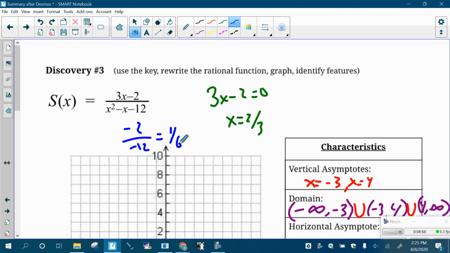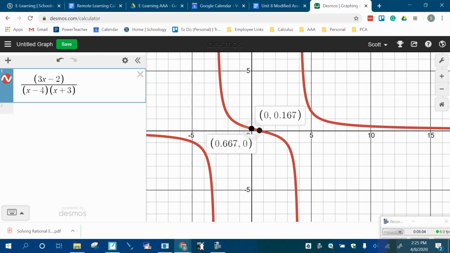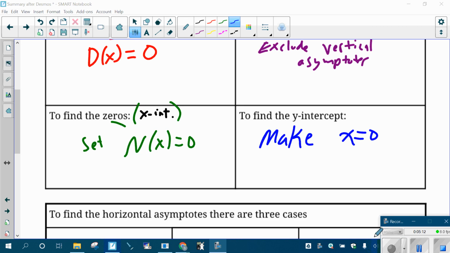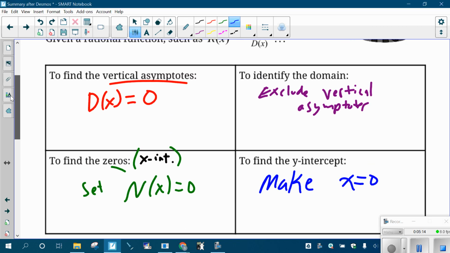So what's the y-intercept? 1/6. And it'd be nice to write it as a point. So our y-intercept is (0, 1/6). Okay, and if you go to our graph, oh look, 1/6. 0.167 is 1/6. Cool. I hope those aren't too bad.